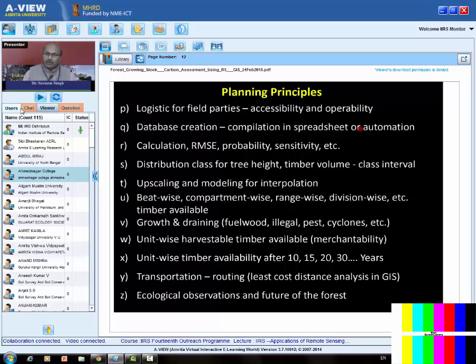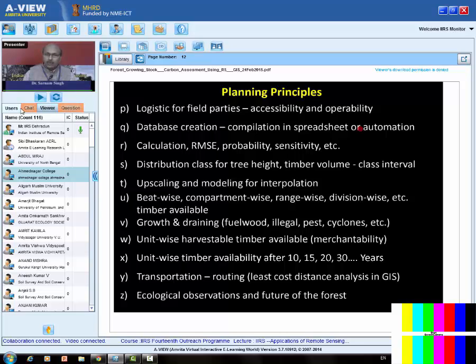Since we are making the plot observations, we need to scale these to a larger area. For that, satellite data is available. So we need to upscale and do modeling for extrapolation or interpolation of different data sets, in the GIS domain. Once the database is done and interpolation is done, we can then find out the biomass or growing stock or carbon, beat wise, compartment wise, range wise, division wise, so that we can make timber available for each beat, for each compartment. That's how we can organize the database. That will be very useful for the management.